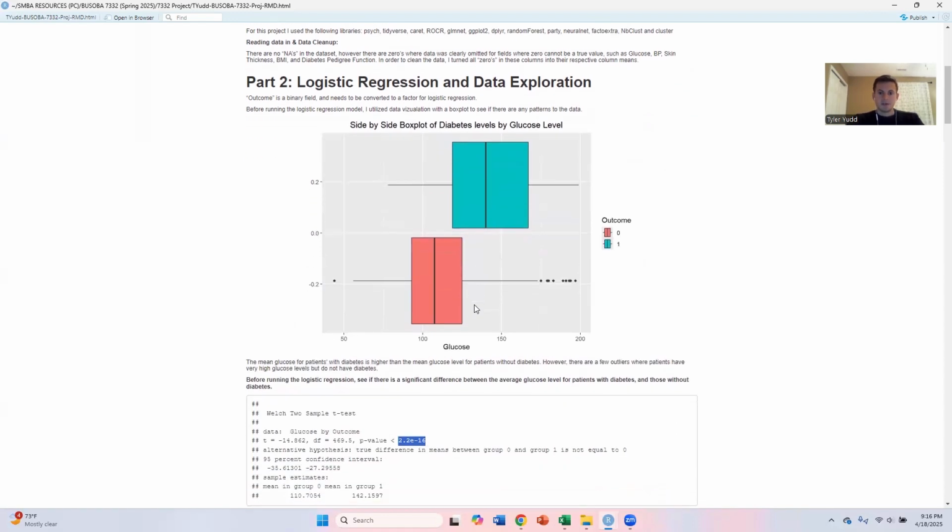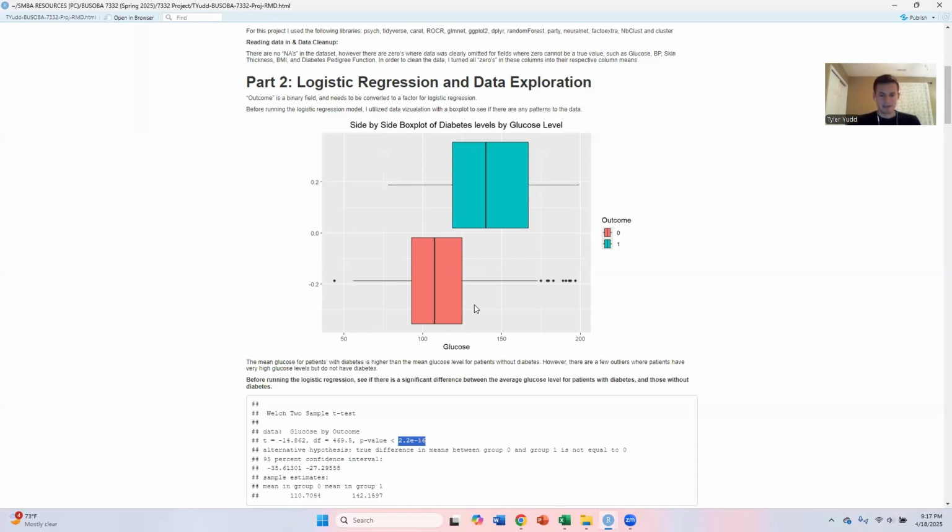Logistic regression is the first predictive analytics technique that I use. But before I did that, I did some background data exploration, starting with a box plot, comparing the patient's glucose levels against whether or not they were diagnosed with diabetes. So you can see the blue box are the positive diabetics, and they, on average, have higher glucose levels, which makes intuitive sense. And then at the bottom, usually there's some outliers for people who have very high glucose levels, but didn't end up getting diagnosed with diabetes.